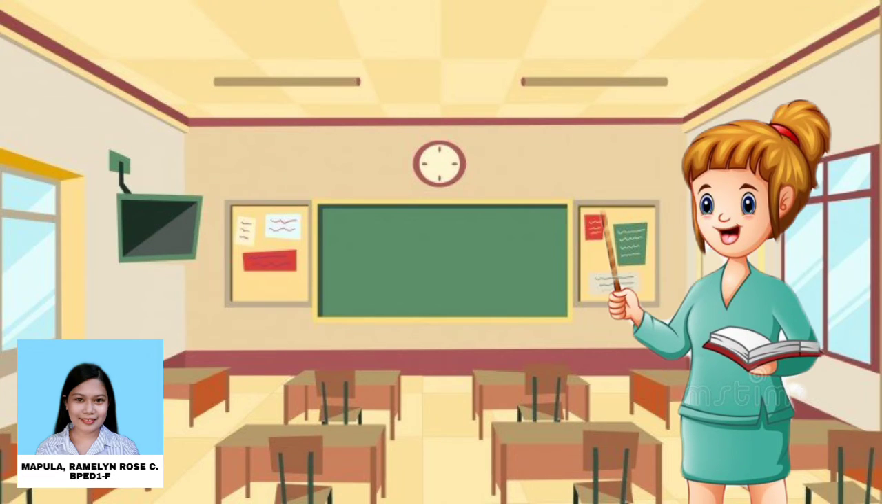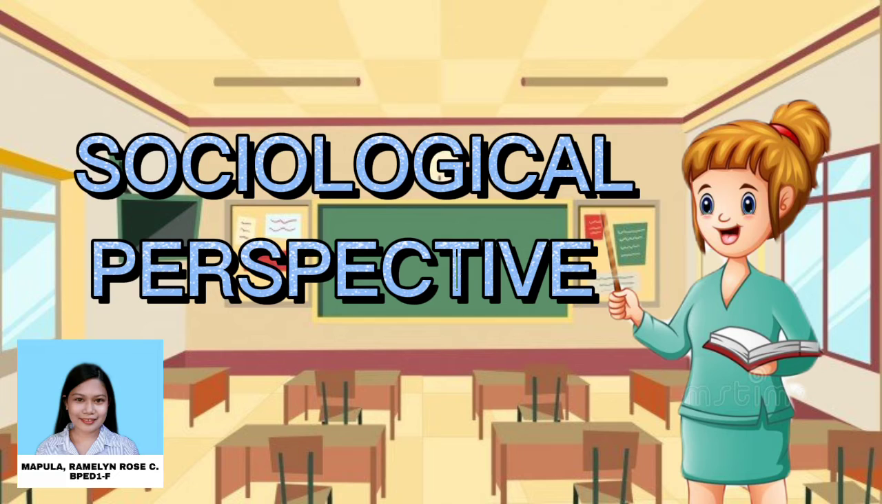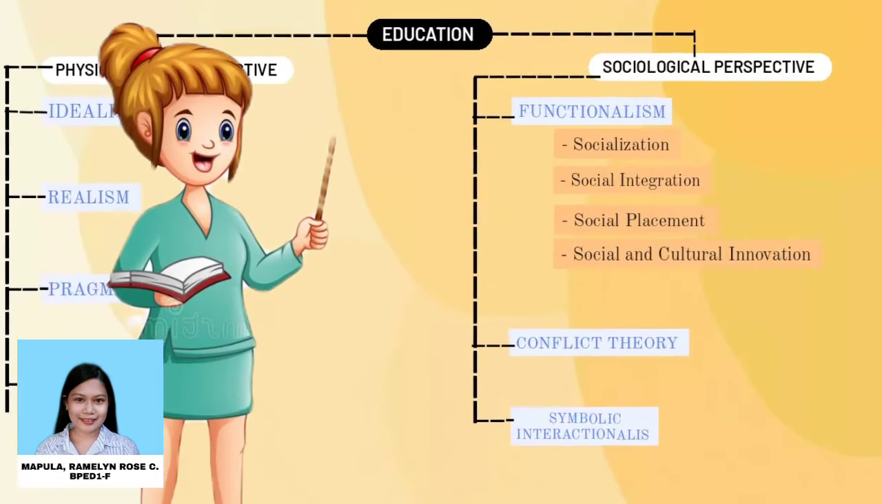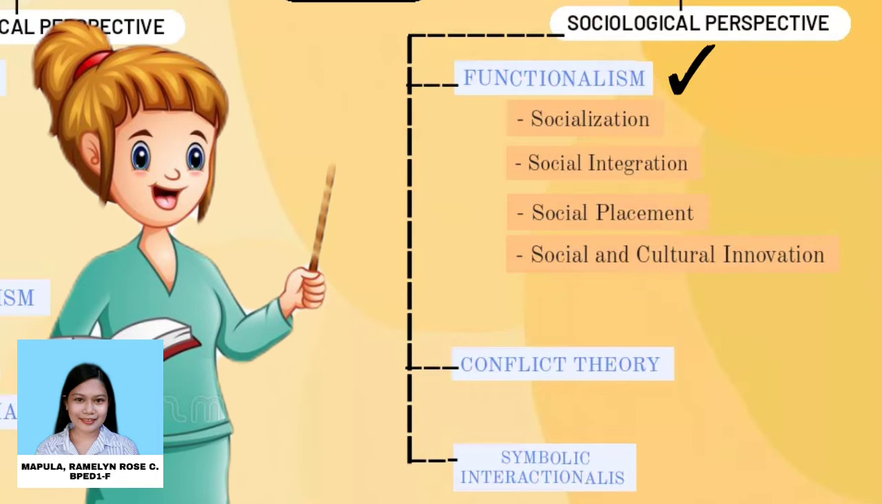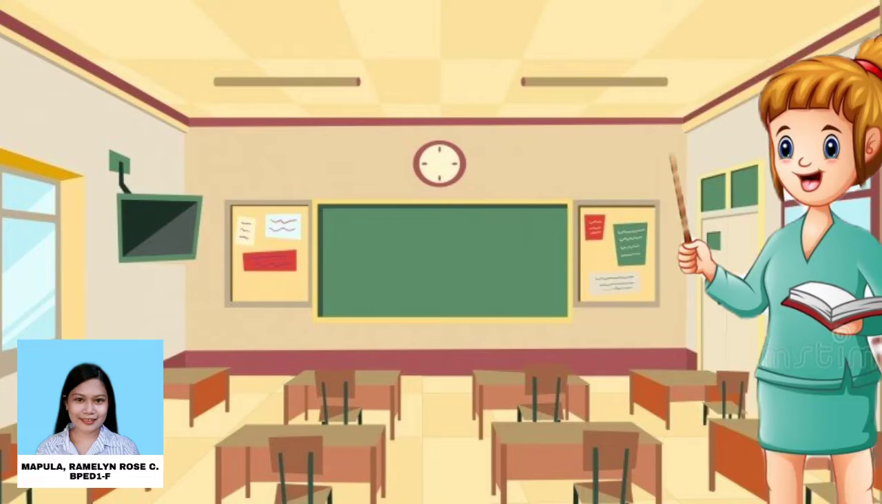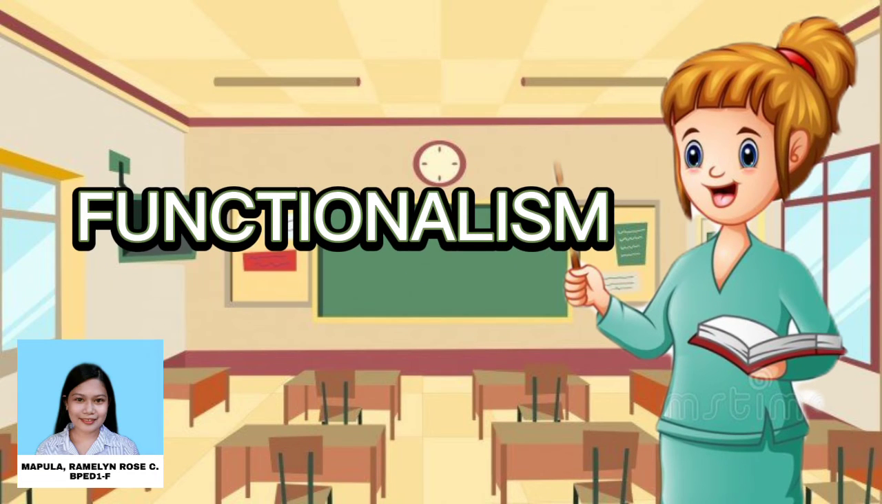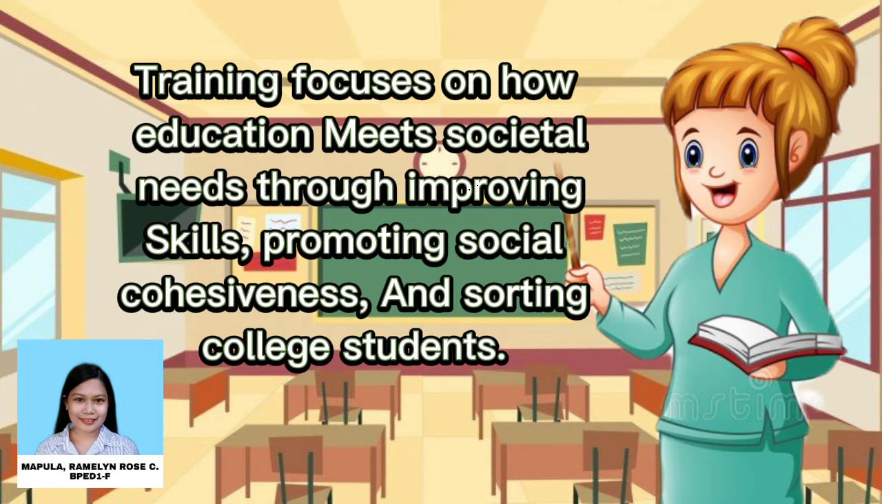And now, let's proceed to sociological perspective and how they are manifested in the classroom situation in response to community conflict. There are three under the sociological perspective. So we have functionalism, conflict perspective, and symbolic interaction. First, functionalism. Functionalism focuses on how education meets societal needs through improving skills, promoting social cohesiveness, and sorting college students.